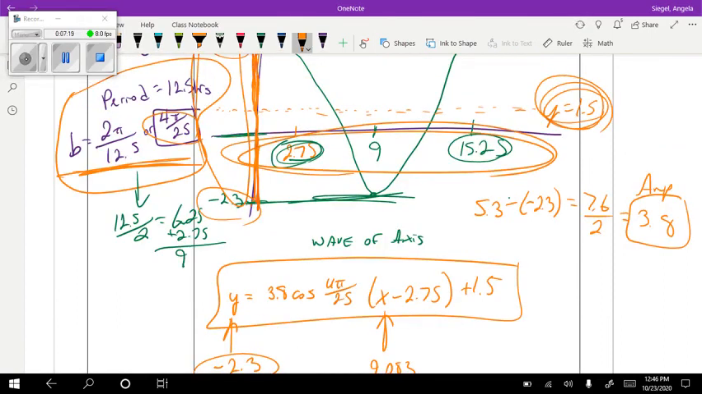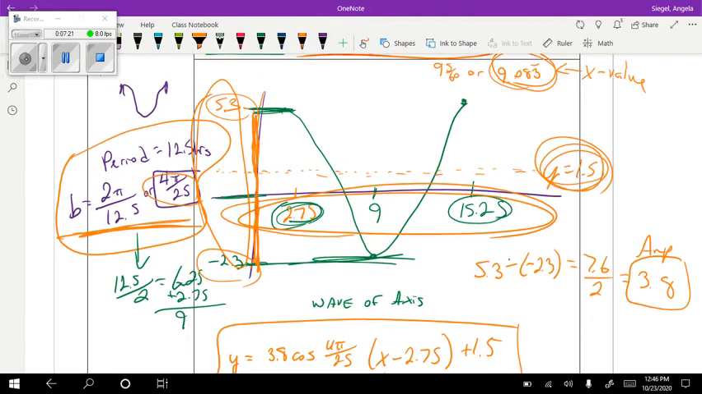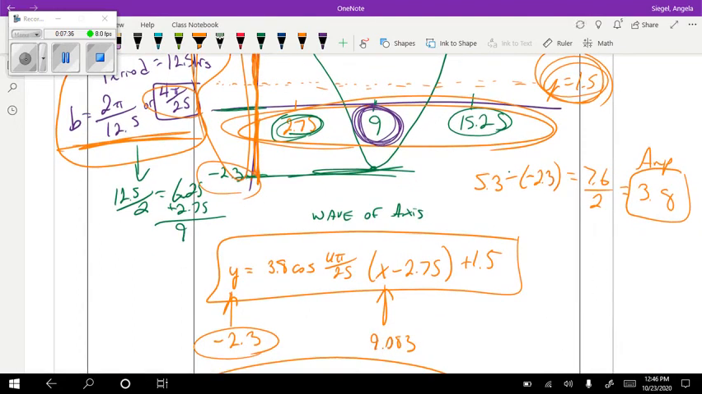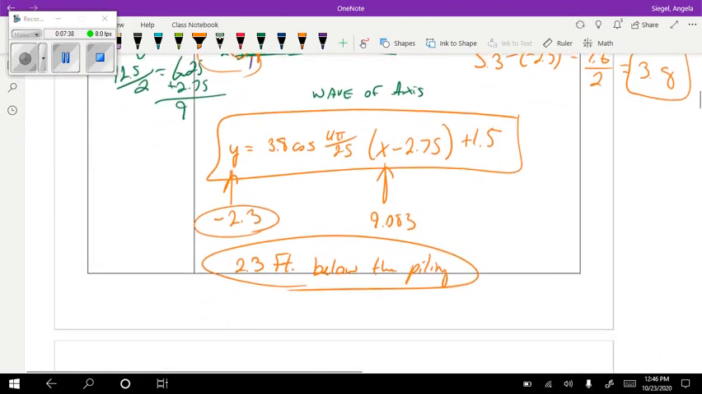If we think about this from a common sense perspective, that should make sense because our low tide is going to be at 9 a.m., and it was just 5 minutes after low tide. So it should be right around there, and it was. And we're done with that problem.